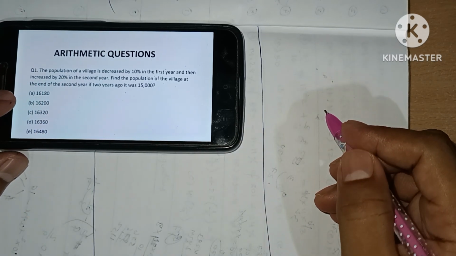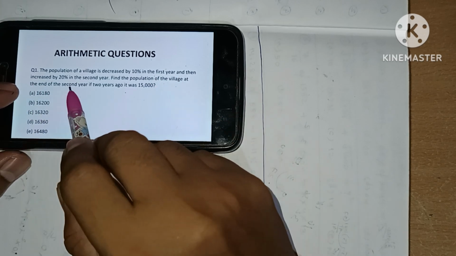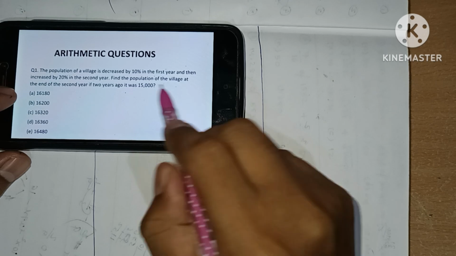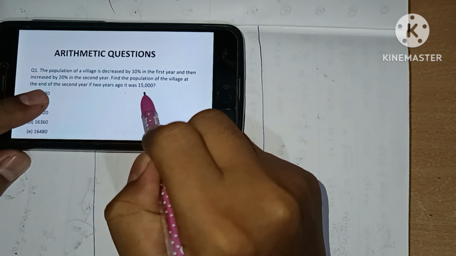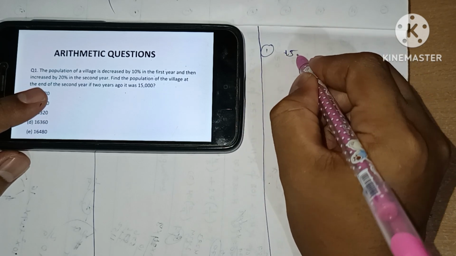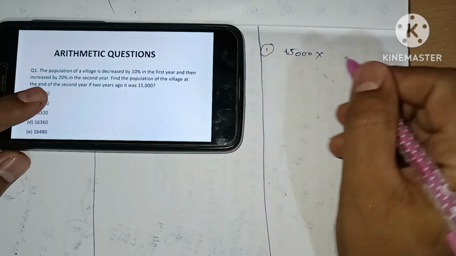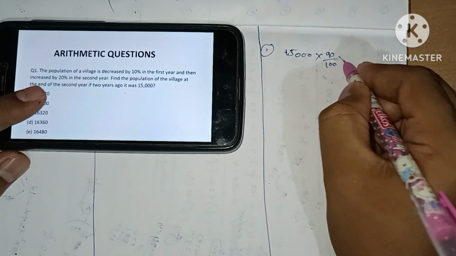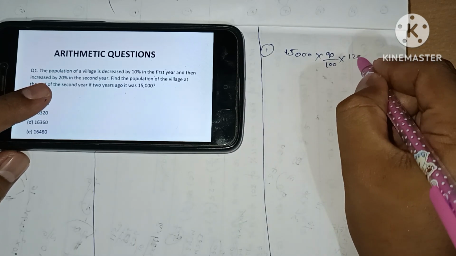The population of your village is decreased by 10% in the first year and then increased by 20% in the second year. Find the population of the village at the end of the second year. If 2 years ago it was 15,000, in the first year it is decreased by 10%. 10% decreased means 90 divided by 100. In the second year it is increased by 20%, means 120 divided by 100.